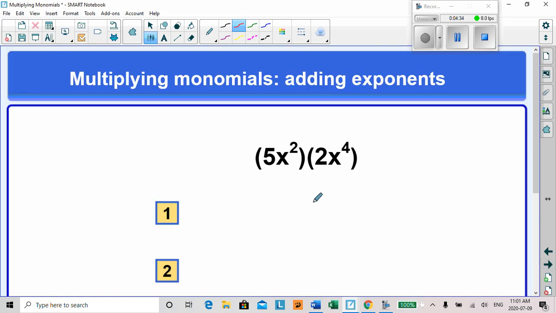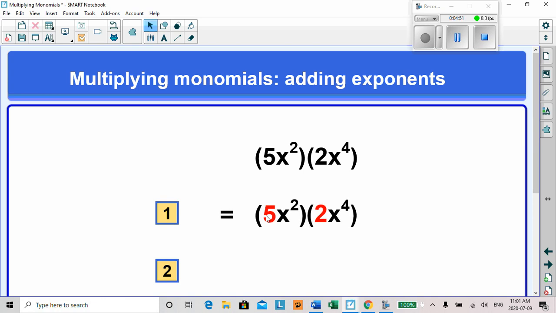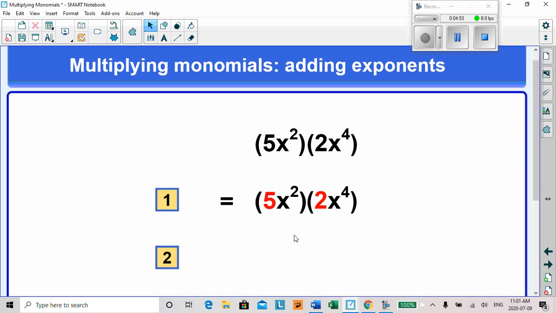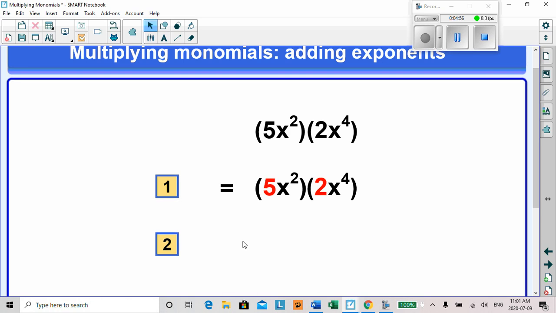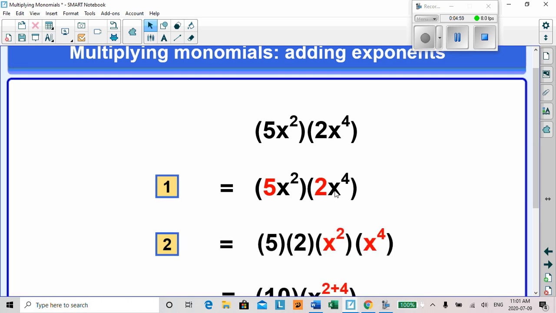This time we have 5x squared multiplied by 2x to the exponent 4. We do the same thing. We first of all multiply the coefficients, the big numbers, the 5 times the 2. Then we're going to multiply the variables, the x squared and the x to the exponent 4. Now before I go down, you can kind of see the answer, but before I go down to show you that, I want to explain how to multiply this.